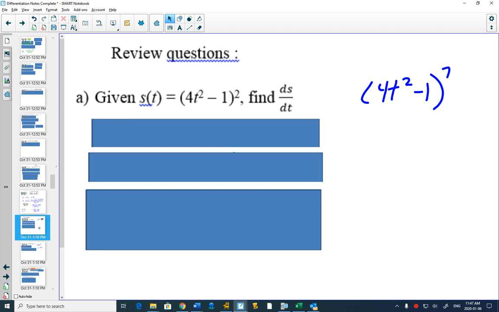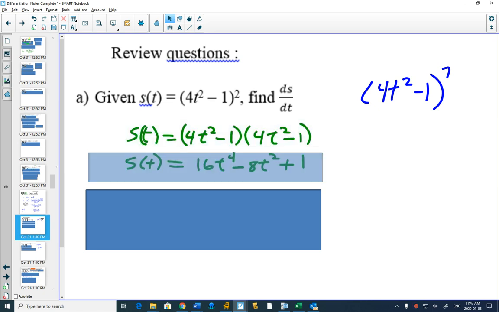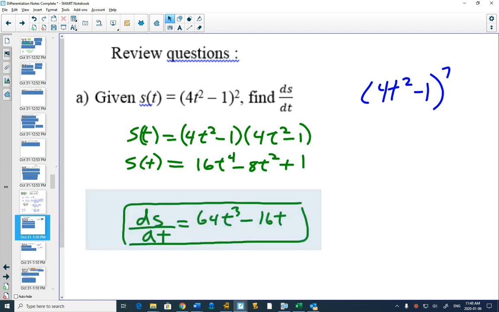Initially in this question, you have 4t squared minus 1, which is one function, inside of being squared. So we have a function inside of another function. Now we did this one by multiplying it out so we could get to rules that we knew how to do and found the derivative. But the question is, if we had a bigger number like 7, it would not be fun to multiply out. Not impossible, but not fun.